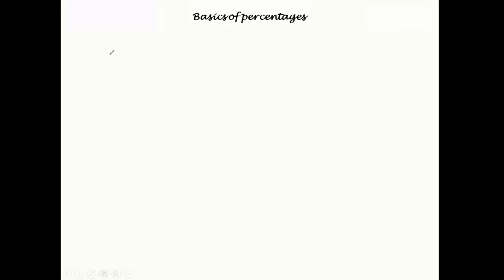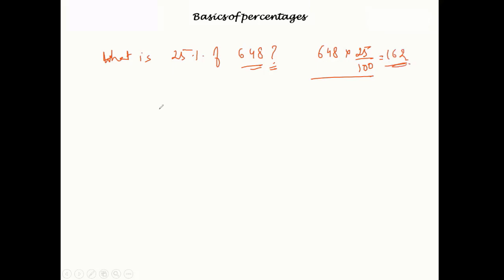So if I give you a question like that, what is 25% of 648? We have already discussed it in the previous class as well. It is 648 into 25 divided by 100, and you know 25 by 100 is 1/4. So calculating 1/4 of the number would be easy to calculate. So it will be 162, right? So this is how we get 25% of 648.